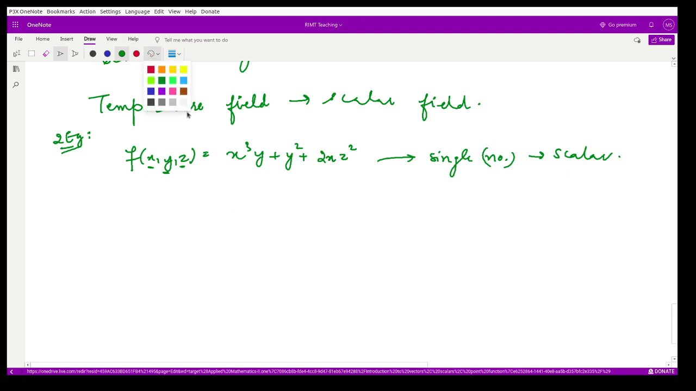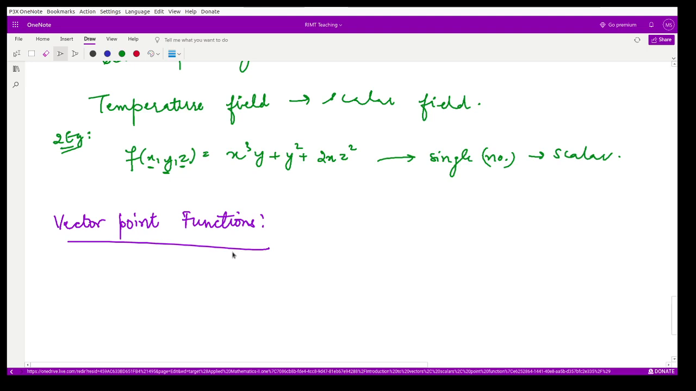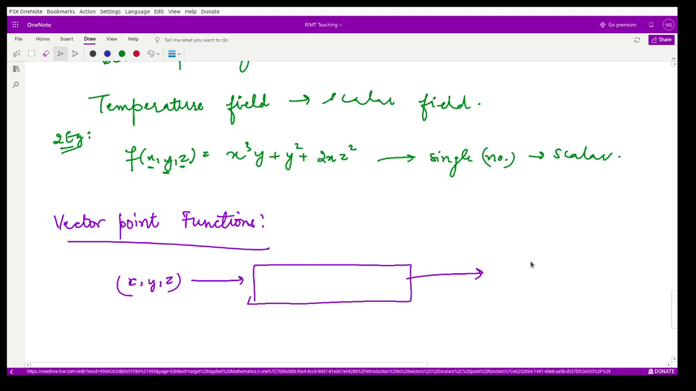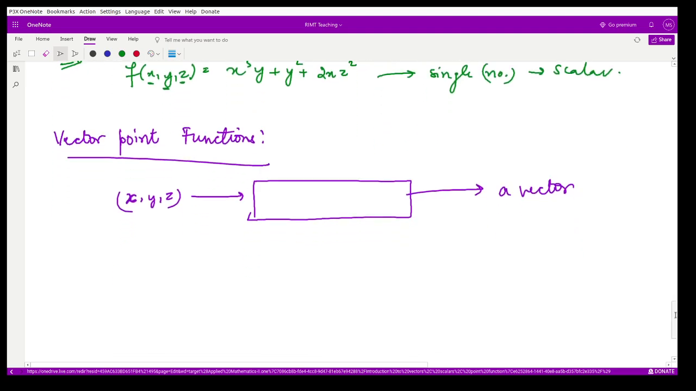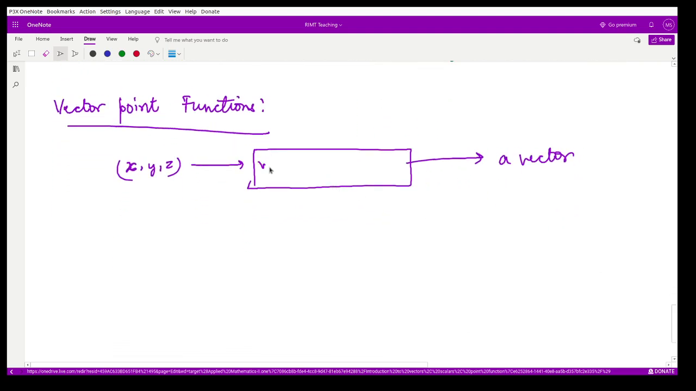And similarly, we can define the vector point functions. Now, what is a vector point function? Here we say if you input the point x, y, z into this function, which is a vector point function, you will have the output as a vector here. So that means you are taking a point in 3 dimension and you are inputting it into this function. So you are obtaining a vector. So this is known as vector point function.